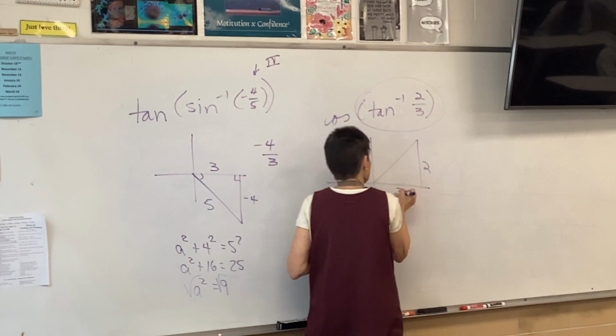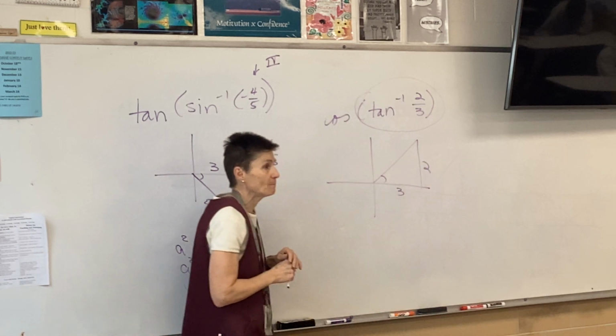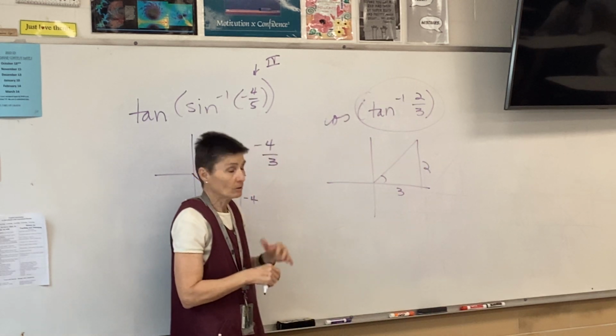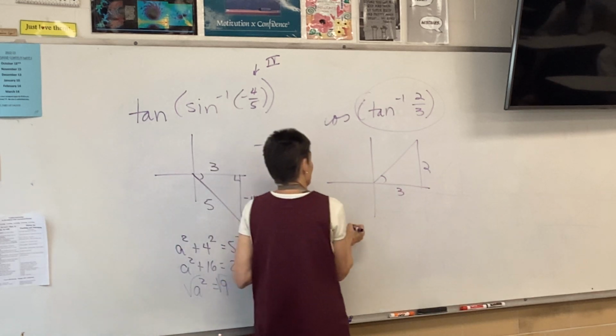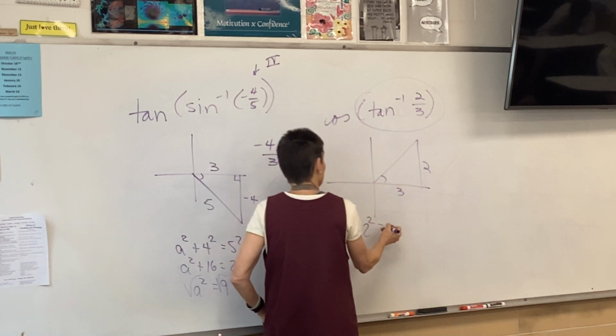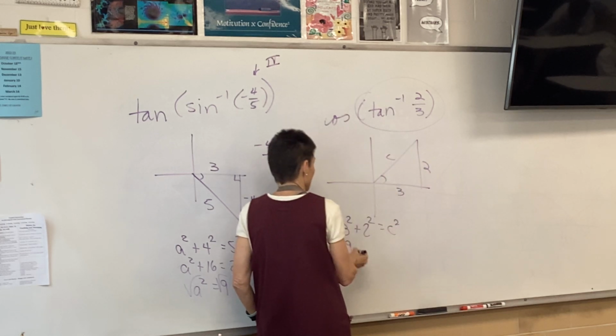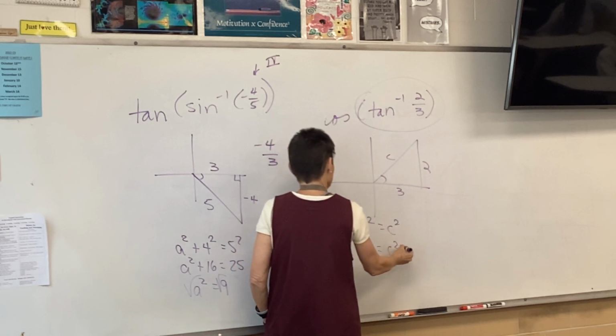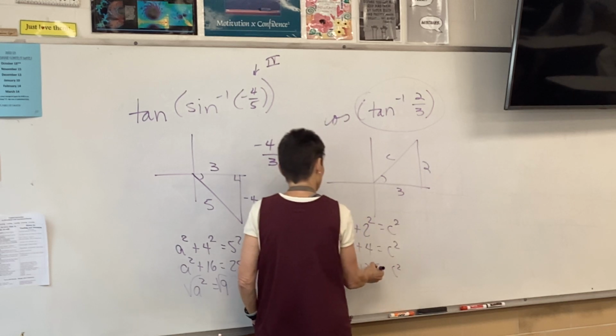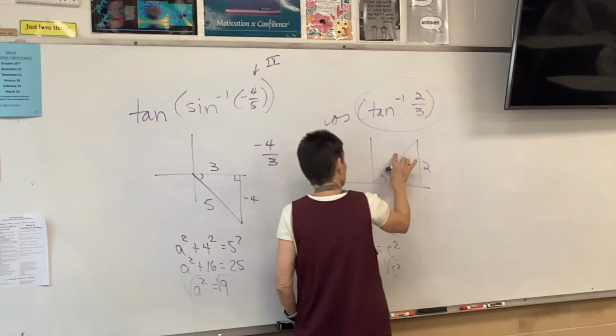Tangent 2/3. How does that look to everybody? Does that look about right? We're going to get a radical, no big deal. 3 squared plus 2 squared is c squared. This is c, hypotenuse is c. 9 plus 4, looks like I'm going to get the square root of 13.